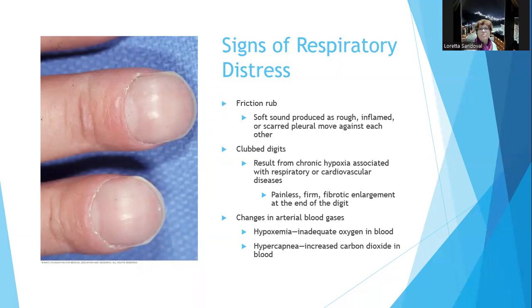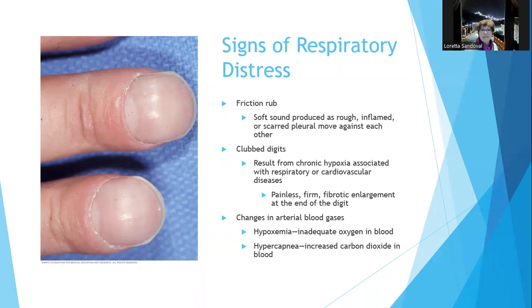Clubbed digits result from chronic hypoxia associated with respiratory or cardiovascular diseases. We talked about this with sickle cell anemia. Sometimes you get clubbed digits. It's a painless, firm, fibrotic enlargement at the end of the digit. There's a photograph of it here.